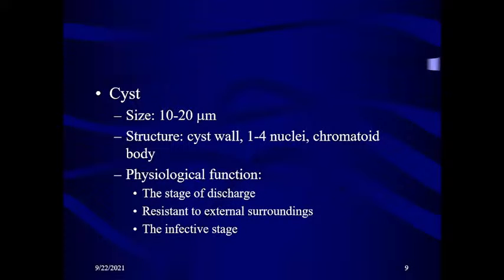Now, there is a cyst form, apart from the trophozoite form. The trophozoite is the infectious type. The cyst is 10 to 20 micrometers. The structure has a wall and 1 to 4 nuclei with chromatoid bodies. Depending on the stage of discharge, they are resistant to external surroundings, and then they transform to become the infectious stage with time.